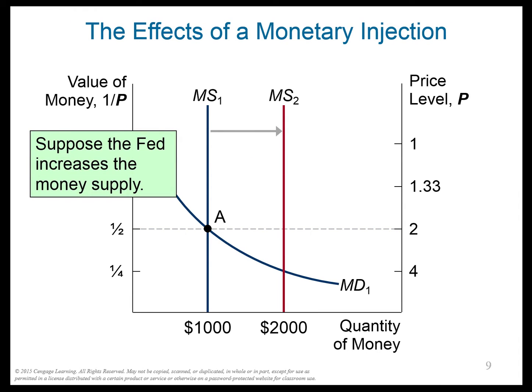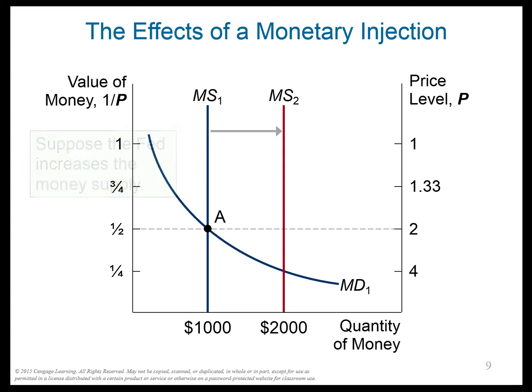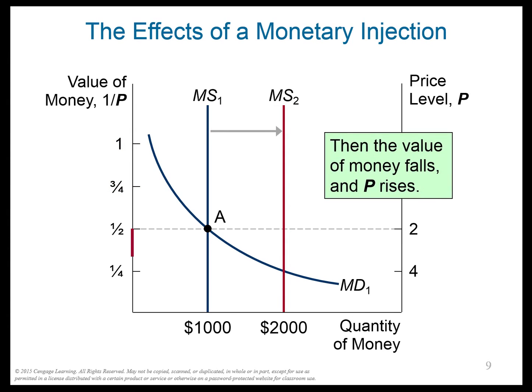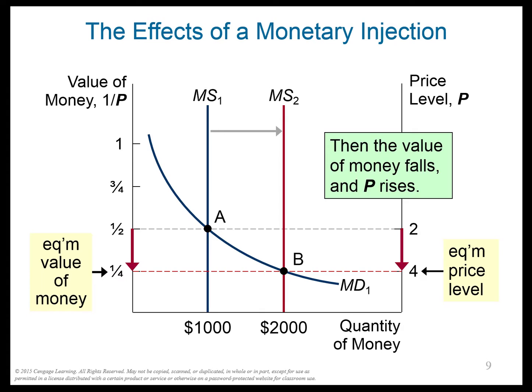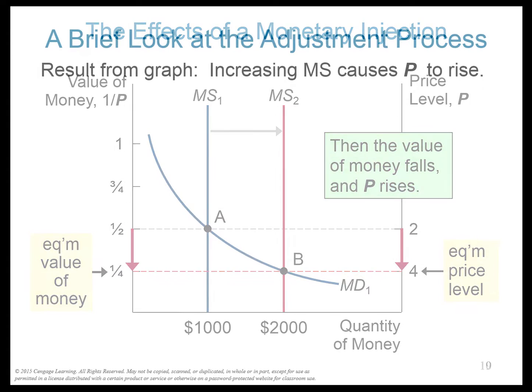Now suppose the Fed increases the money supply. Look what happens to the value of money. The value of money falls, which makes the price level increase. So when the Fed increases the money supply, the price level also increases. Another way of saying it: when they put money into the economy, prices go up.